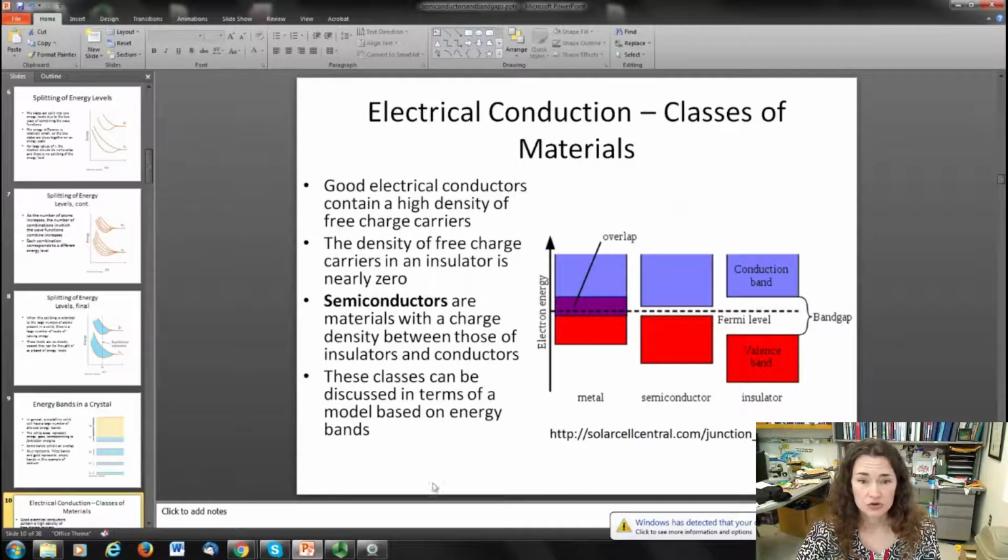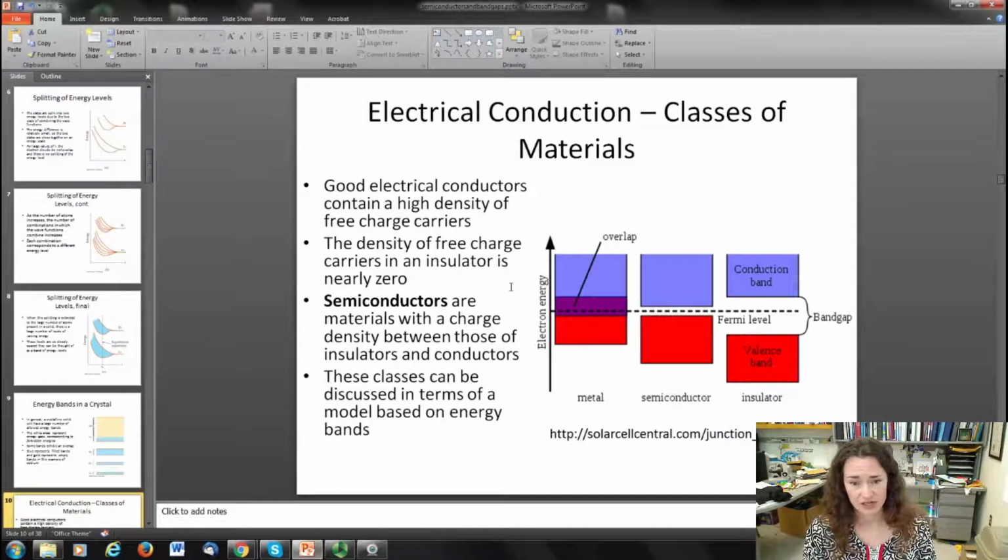So good electrical conductors contain a high density of free charge carriers, and here they would be the electrons, and the density of the free charge carriers in an insulator would be nearly zero. And a semiconducting material is a material with charge densities in between that of insulators and conductors, and you can use that to talk about it based upon the energy bands. So you see here three possibilities.